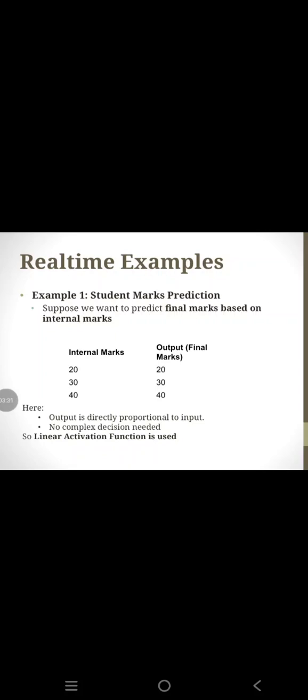Let's see a real-time example here. Student marks prediction. Suppose we want to predict final marks based on internal marks. That is, internal marks are given here. Based on the internal marks, output, that is final marks, are generated. If output is directly proportional to input, we use linear activation function.